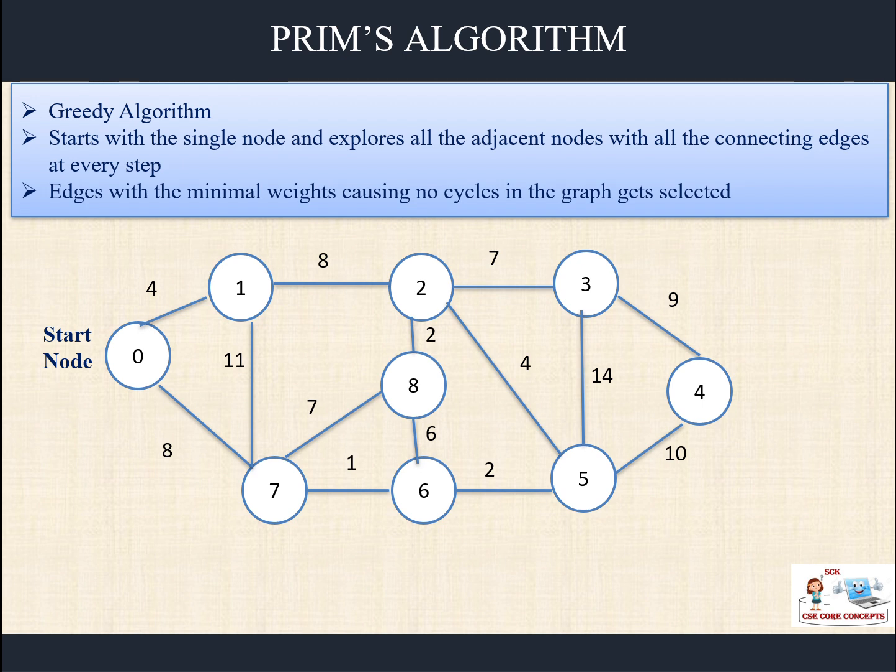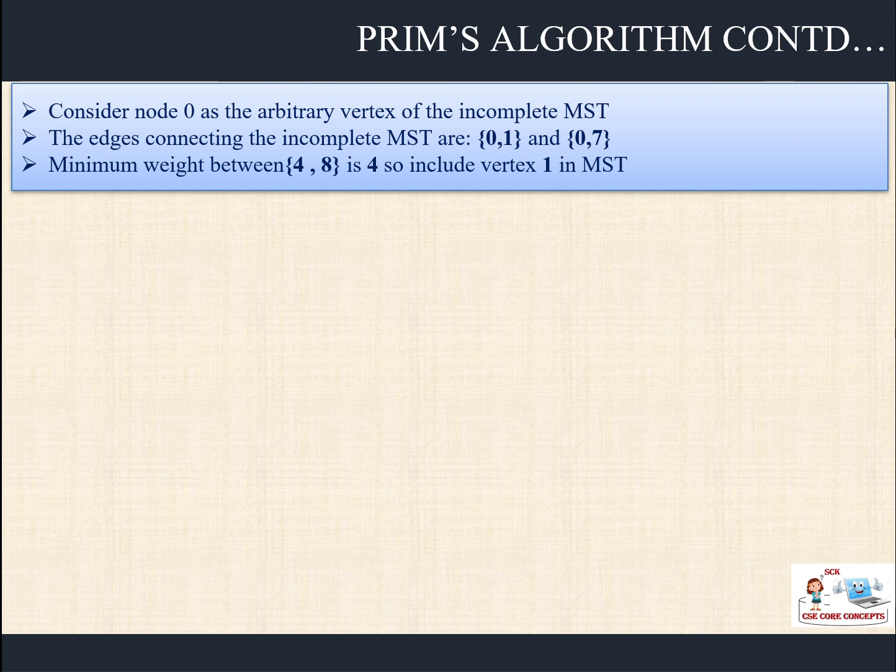Now we have to first figure out who are the adjacent nodes of the 0th node. The 0th node's adjacent nodes are 1 and 7. So what are the weights on them? From 0 to 1 the weight is 4, and from 0 to 7 the weight is 8. So we have to select the minimum among these two. 4 is the minimum among these two, so we will select the 0 to 1 edge.